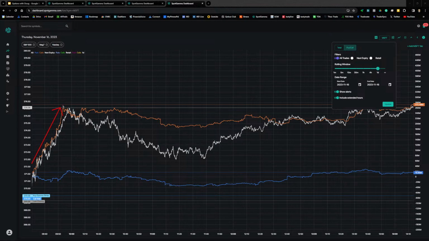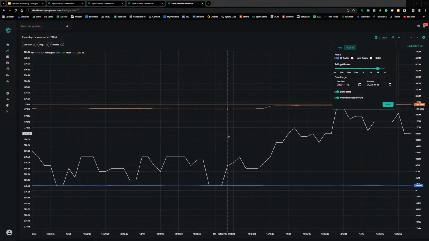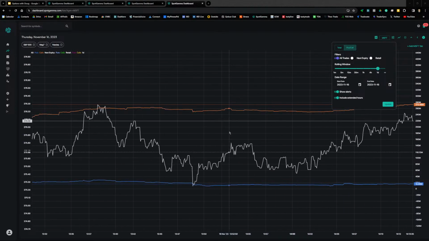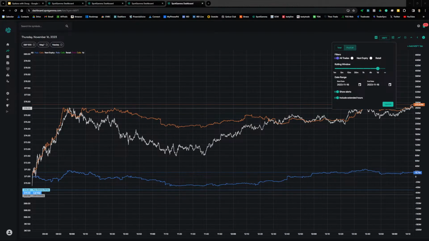And price reverses lower. Sorry about that. Nothing I did. Very typical pattern. As soon as call buyers take their foot off the gas, price either consolidates or moves lower.